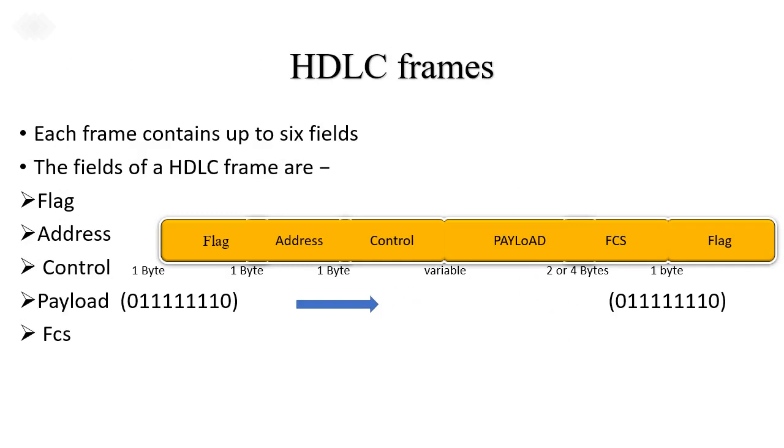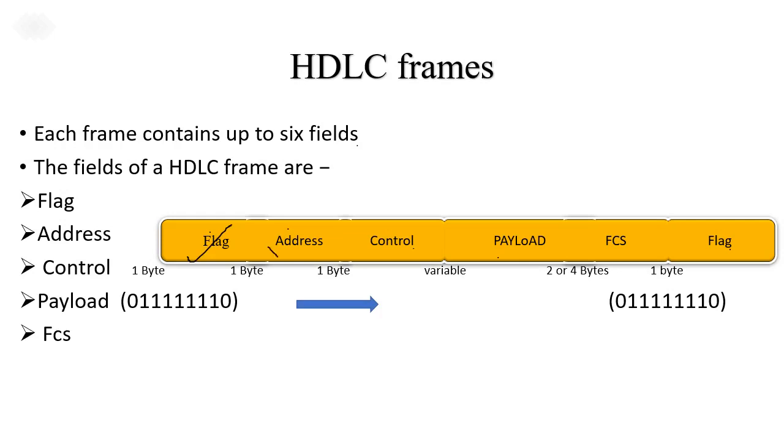HDLC frames. HDLC is a bit oriented protocol, and the frame contains up to 6 fields. The structure varies according to the type of the frame. The fields of the HDLC frames are flag field, address field, control field, payload field, FCS field and flag field. Flag. It is an 8-bit sequence that marks the beginning and the end of the frame. The bit pattern of the flag is a 0, 6 times 1 and again a 0.